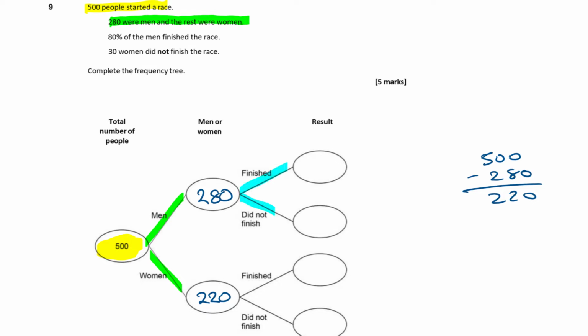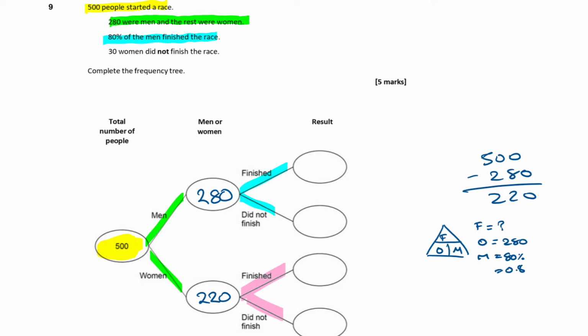Okay. Now, at this point, we've got 2 different things to do. We've got to do the male finished, didn't finish, and we've got to do the female didn't finish and finish. Now we're told that 80% of the men finished the race. So what's 80% of 280? Well, doing my little triangle: final, original, multiplier. Final is what we're looking for. Original is what we're starting with. It's 280. Multiplier, 80% as a multiplier is 0.8, isn't it?